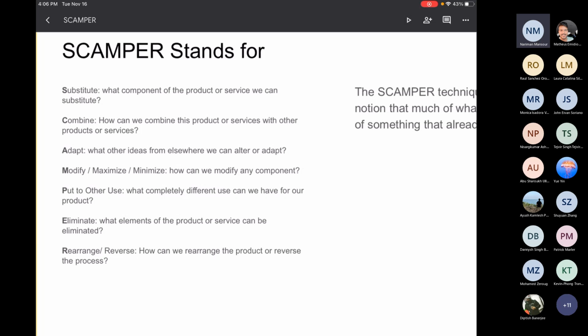I have a great suggestion here from Laura. She says toothbrush shape with a fan for the summer. You are adapting it, yes. So let's now move to the modify. It's by maximizing and minimizing the toothbrush.